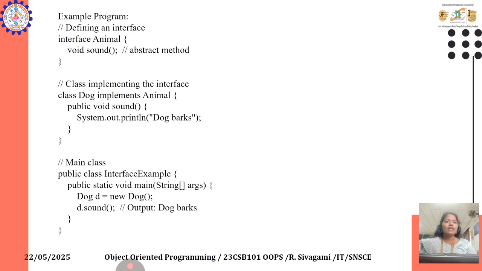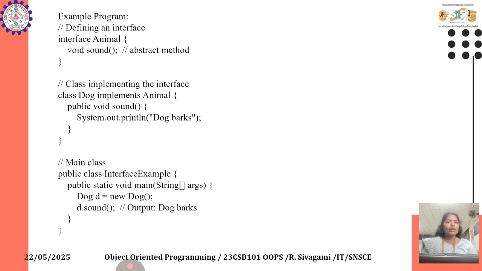Next I'm going to create a main class. In Java, the main class is a public class, and the Java main method is public static void main(String[] args). Here I create an object for the class. We cannot create an object for an interface, so we create an object for the class.